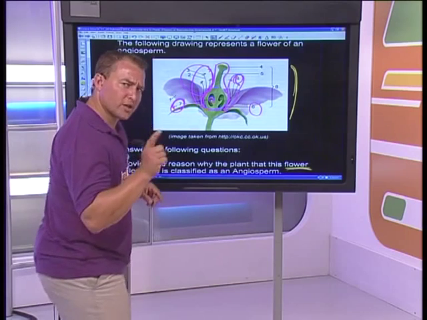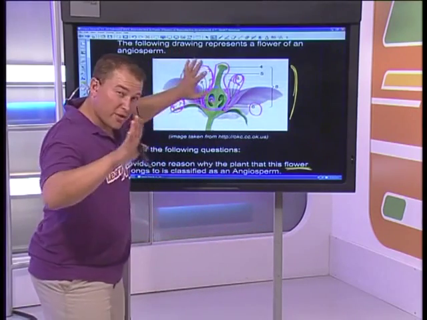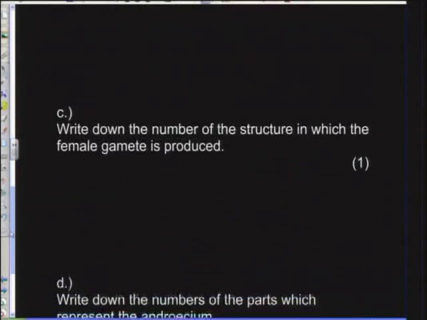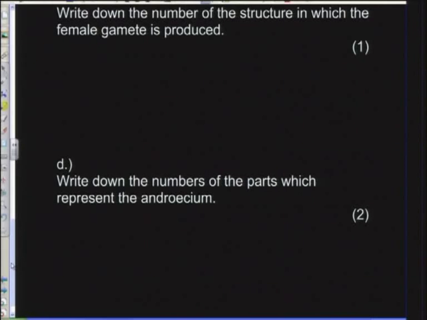But we have a bit of a problem. If you have a look at it carefully, look at this. Number 3 is this piece here, and that piece there is the anther. And number 2, over here, is the filament. Now, not one of them is androecium. Let's have a look. So remember 3 and 2. We're going to go all the way down. Write down the number of the part which represents the androecium.